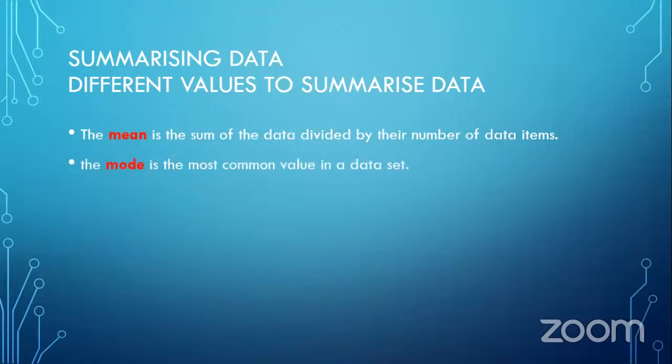And then we have the mode. The mode is the most common value in a set of data. The common value is the number that appears the most, that repeats itself. You understand? That comes out repeatedly, more than once.